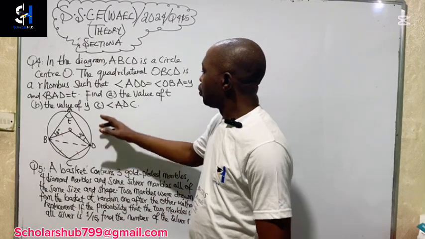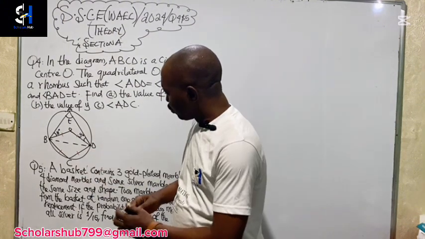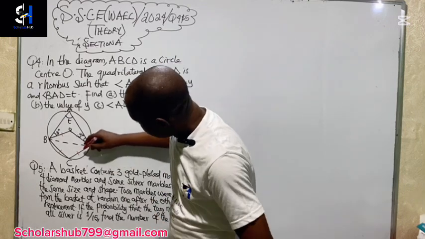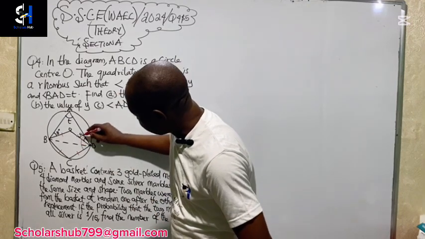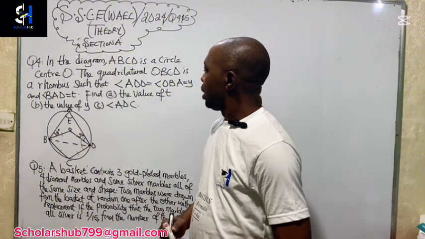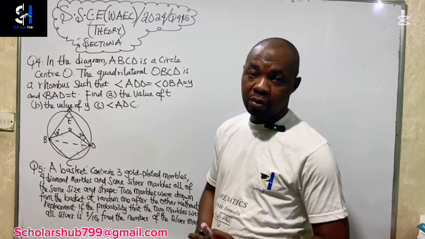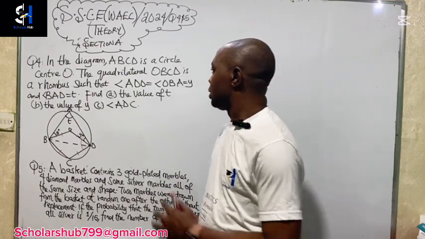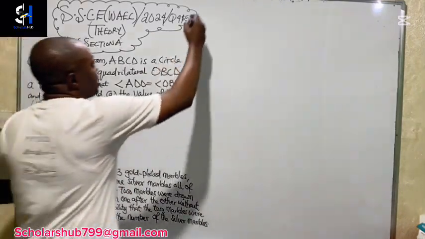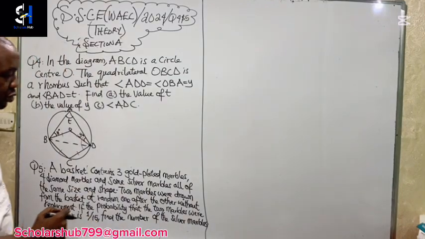Now we're also looking for angle ADC. So ADC, we want to measure, we're also going to calculate the angular measure that's at C, that's angle ADC. All right, then also question 5 is a question under probability. So it's a question about probability. Now, let's see how we can solve the two questions.